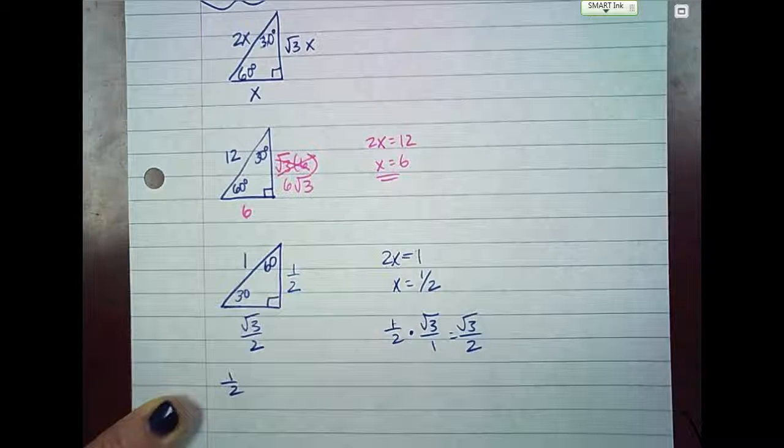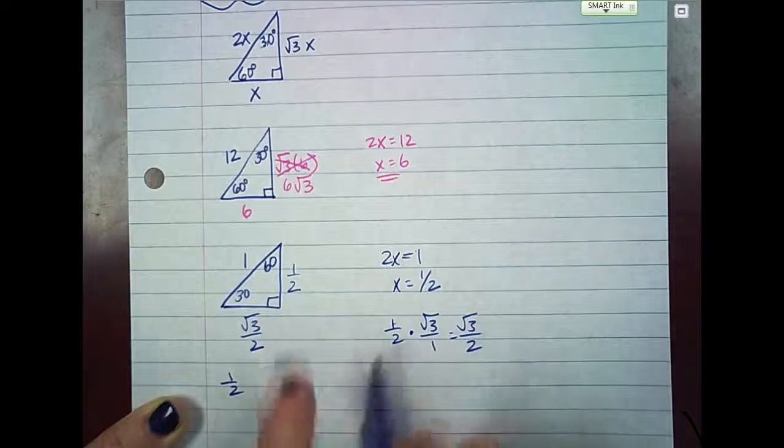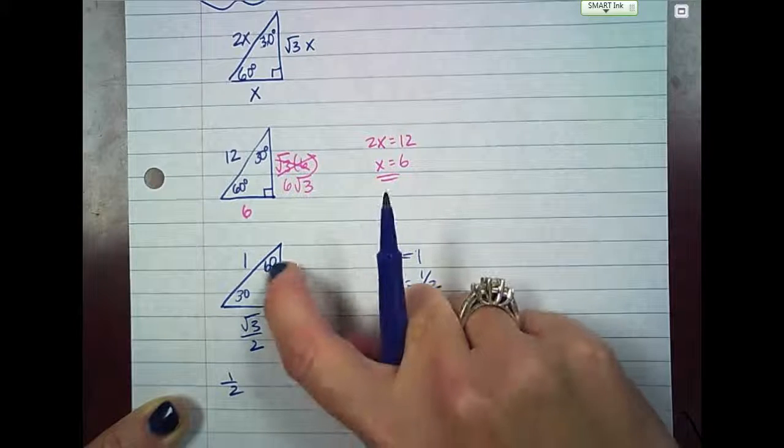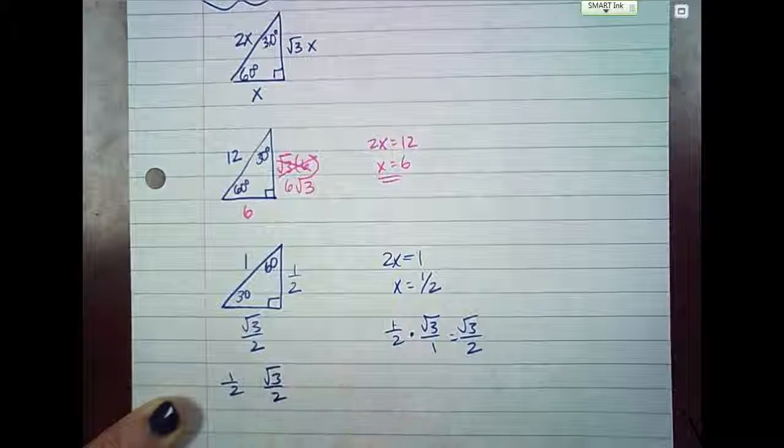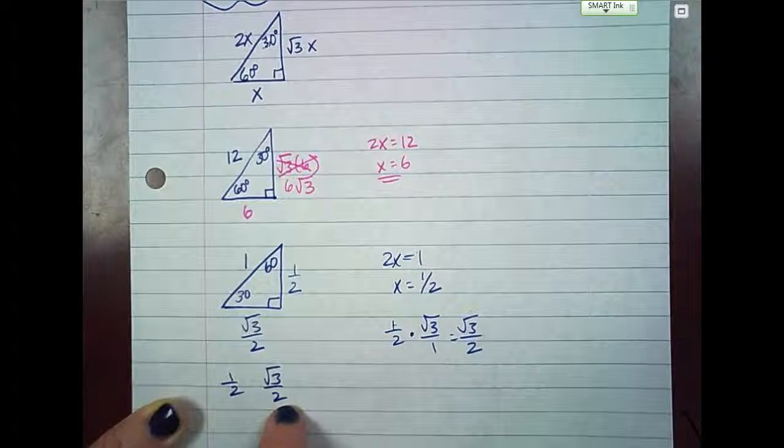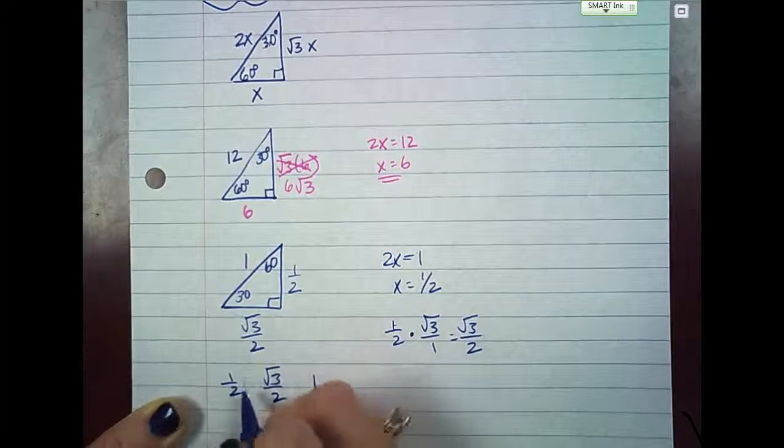What's the next smallest number? Root 3 over 2, right, because 60 is the next smallest angle, so across from 60 is root 3 over 2. And that, which is about 0.6, just a little bit more than half. And the next is 1. That is in order.